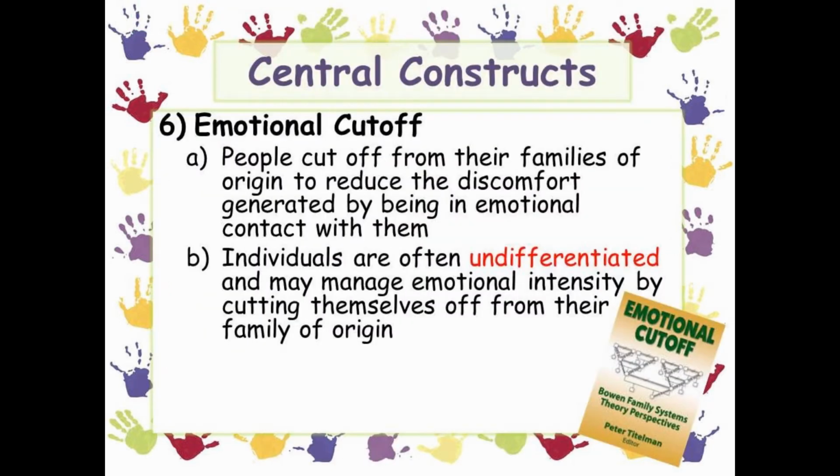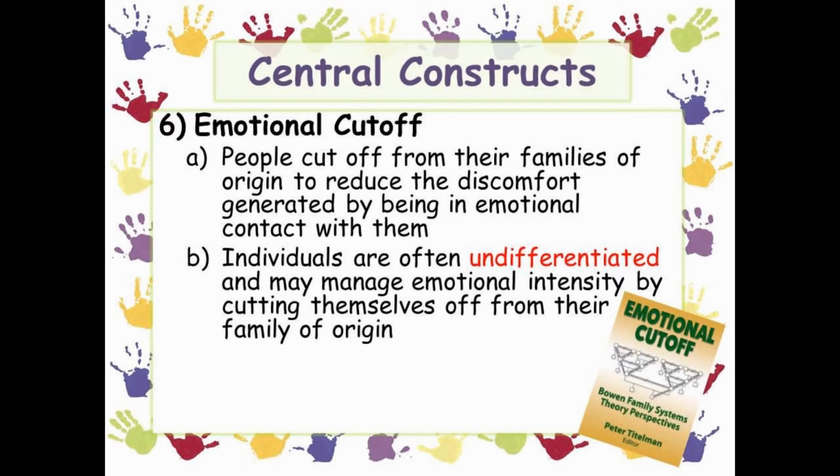Now, the sixth and final central construct is emotional cutoff. People cut off from their families of origin in order to reduce the discomfort of being in emotional contact with them. Individuals are often undifferentiated, and toxic emotional ties may cause members to move away and avoid communication with siblings or parents.